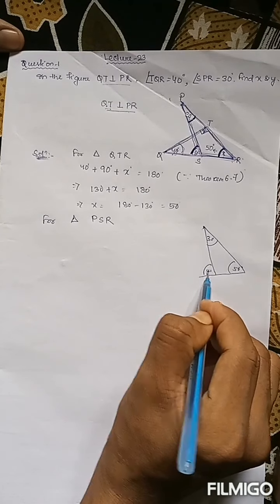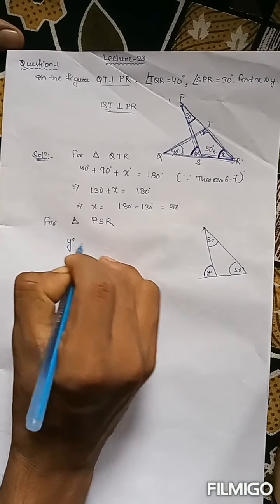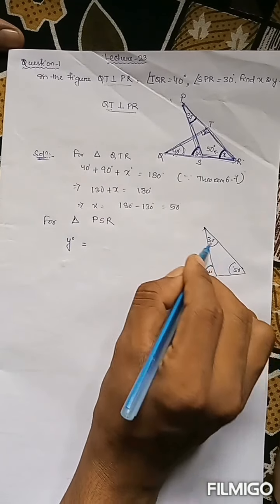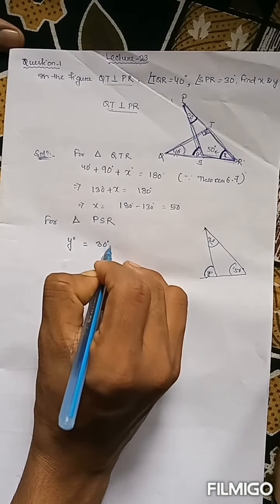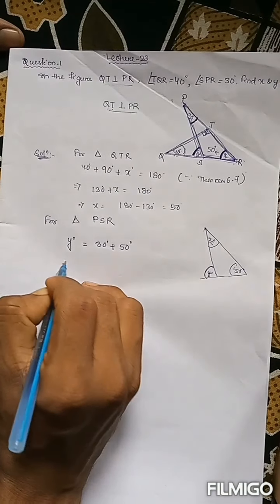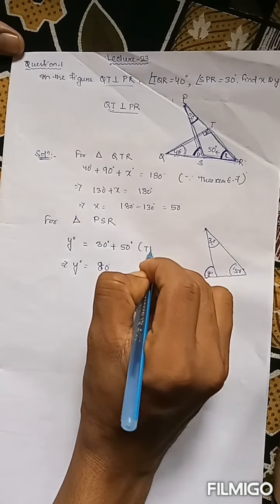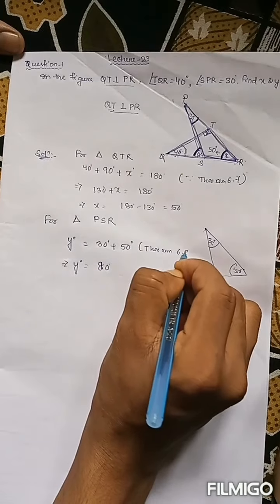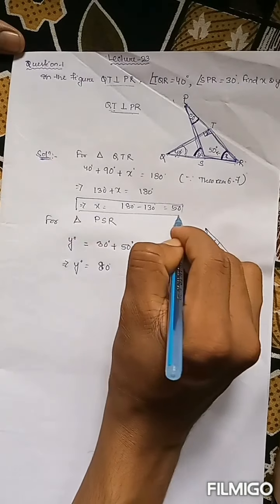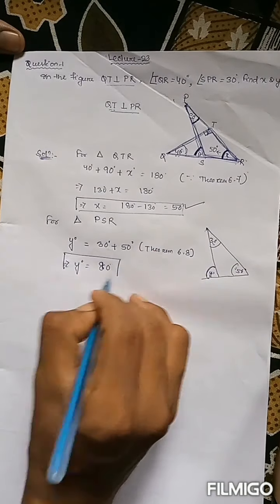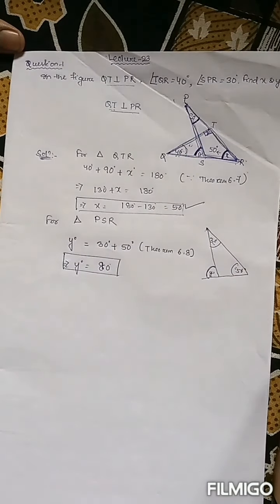So this is an exterior angle if you consider this triangle, and we know the exterior angle is equal to the sum of two interior opposite angles. These two angles are interior opposite angles, so Y degrees is equal to 30 degrees plus 50 degrees. So Y degrees is equal to 80 degrees. This is due to theorem number 6.8. So here we find the values of the two unknown terms, X equal to 50 degrees and Y equal to 80 degrees, after considering two triangles separately.